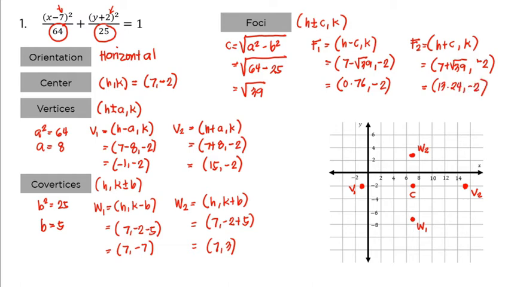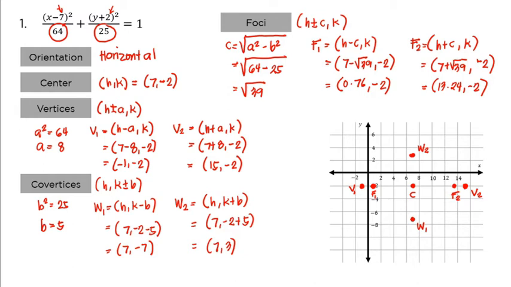So F1, focus 1 is 0.76, negative 2. So it is somewhere here. Okay, this one. So this is our focus 1. Okay. And focus 2 is 13.24, negative 2. So it is somewhere here, right? So that is focus 2.